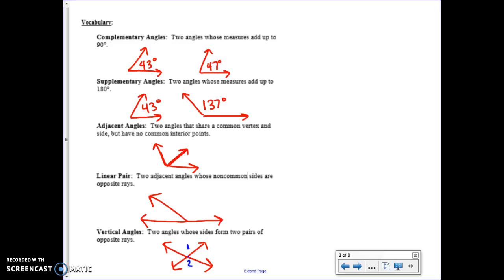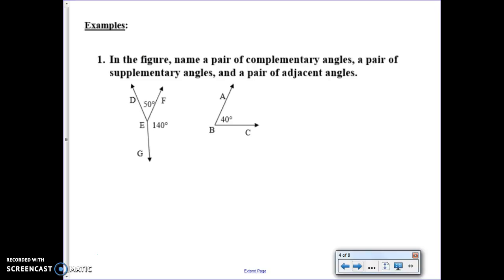Okay. So, let's look at this picture here. In the figure, name a pair of complementary angles, a pair of supplementary angles, and a pair of adjacent angles. So, complementary angles. Let's see. Complementary means they add up to 90 degrees. So I'm looking for two angles that add up to 90 degrees. And I see 50 degrees here, and I see 40 degrees here. So when I name those, I would say angle DEF and angle AEF.